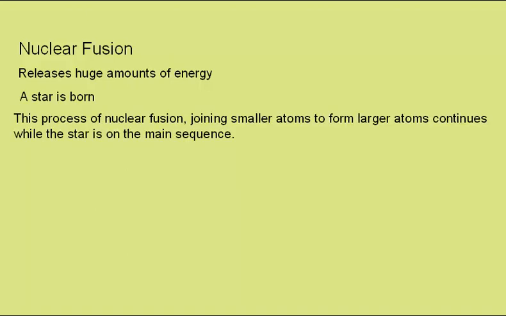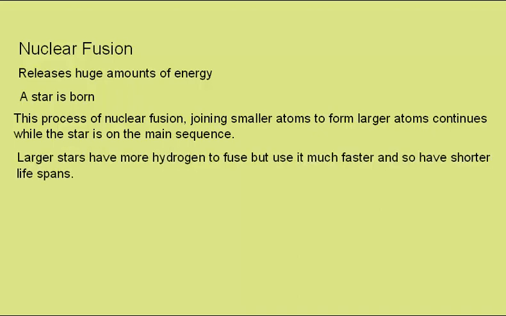The process of nuclear fusion is joining smaller atoms to form larger atoms, and this will continue while the star is on the main sequence. Larger stars have more hydrogen to fuse, but use it much faster and so have shorter lifespans. What happens now depends on the size of the star. We'll look at a star the size of our Sun.